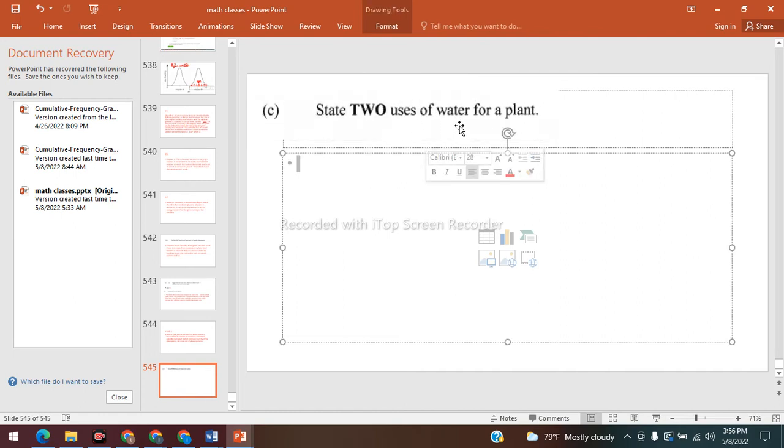Say uses of water for a plant. Water. Hydrated, right? What do you mean by hydrated? Hydration. Plants use water to carry out photosynthesis. And then also it's used to, what is it called now? I don't remember. Transport. Isn't it used to carry stuff around the body?